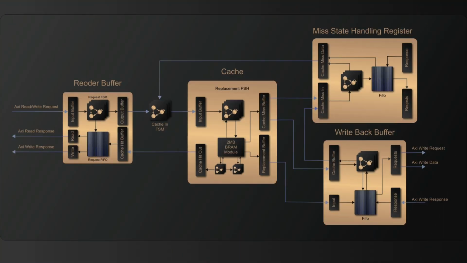Finally, we implemented a 2 MB level 2 shared cache. It's non-blocking, uses the PLRU policy, and supports multiple concurrent memory transactions with the help of MSHRs and a reorder buffer. Together, these components form a robust, high-performance multi-core processor architecture suitable for parallel workloads.